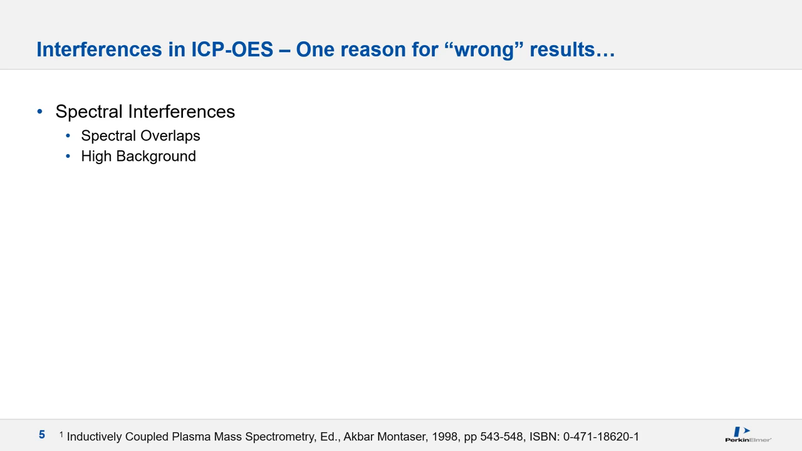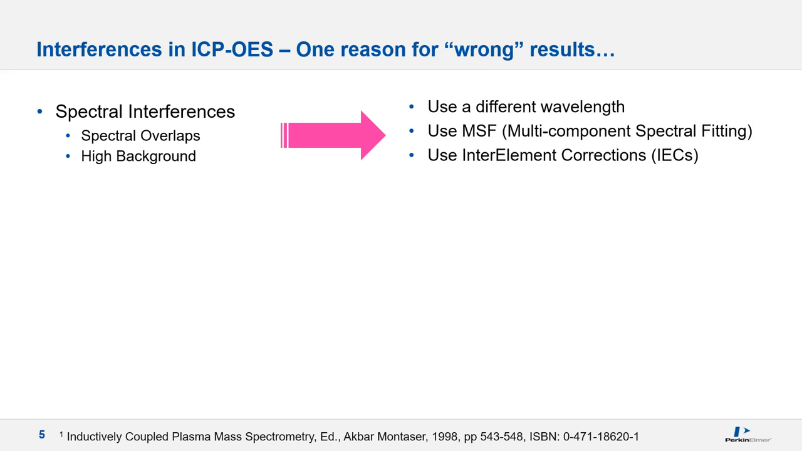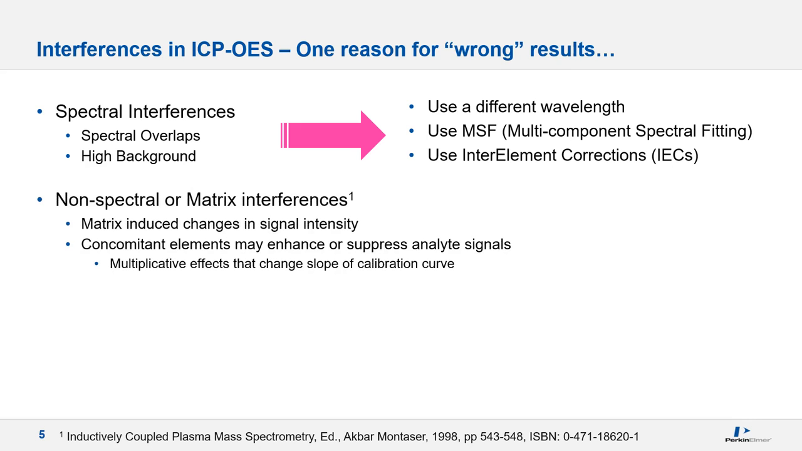You can have spectral interferences, which is really not the subject of today's talk, but these can generally be resolved by using different analytical wavelengths, using MSF or multi-component spectral fitting to deconvolute partially overlapping peaks from different elements, or using inter-element corrections to correct for direct spectral overlaps.